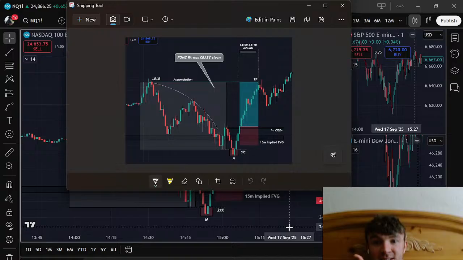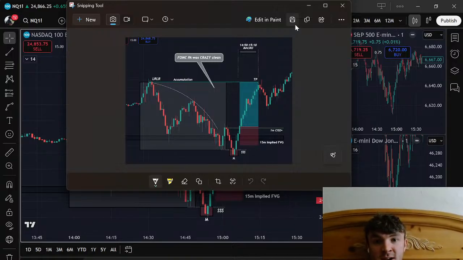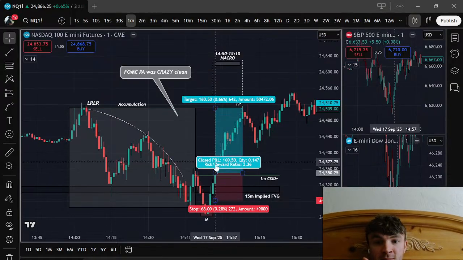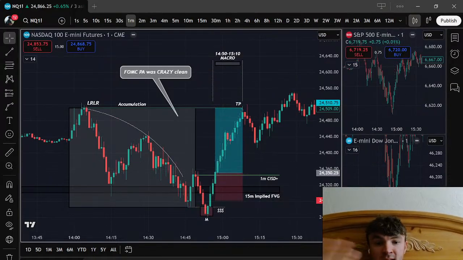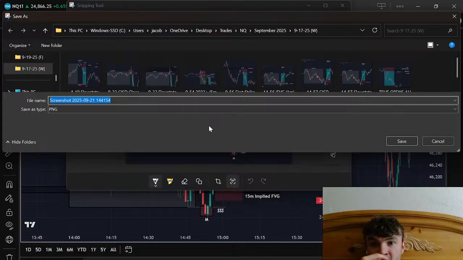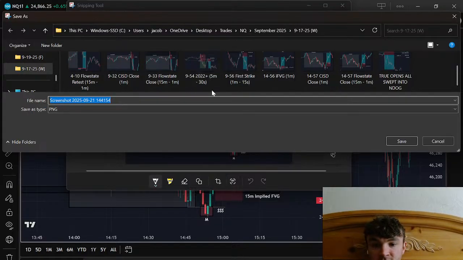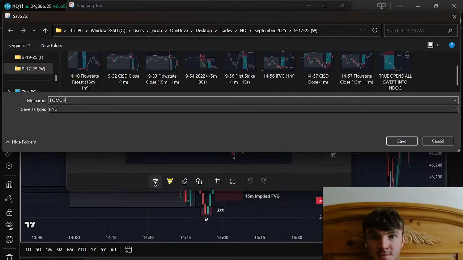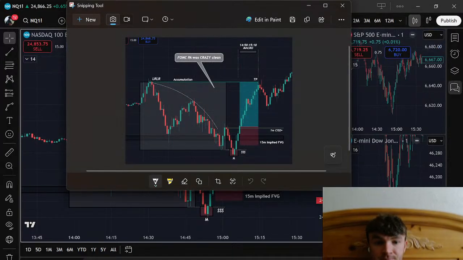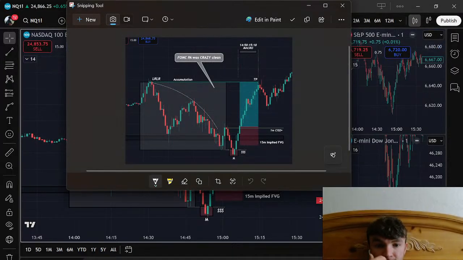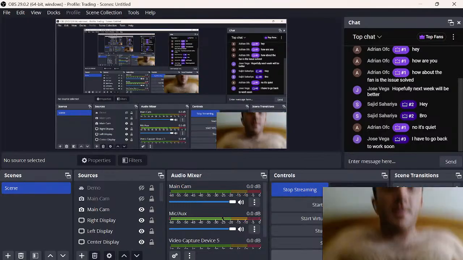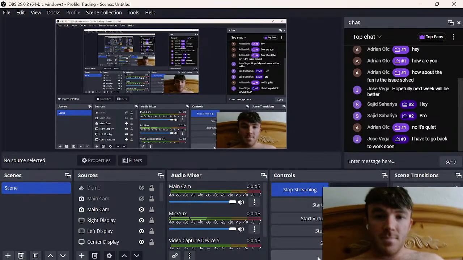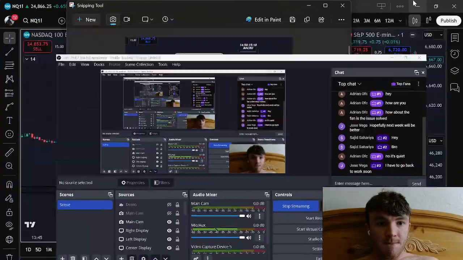Even if PA is not good, the market's always right. So you have to learn from it. There's a reason PA is bad. It's because it's in consolidation, right? So FOMC PA was clean. Anyway, let's keep going.